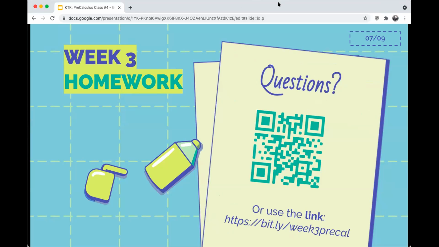So does anyone have any questions on the week 3 homework or something they didn't understand? I'll go ahead and pull up the week 3 homework so we can all take a look at it together. Week 3 homework, I believe, was over exponential and logarithmic functions. So any questions over exponential and logarithmic functions? There's a link there. There should also be a QR code up there.